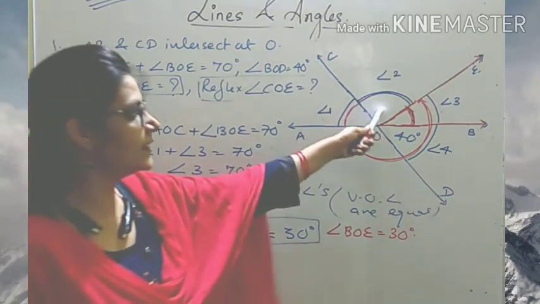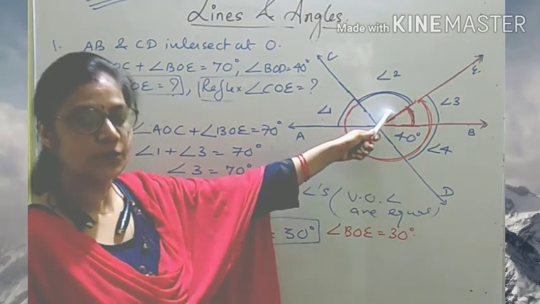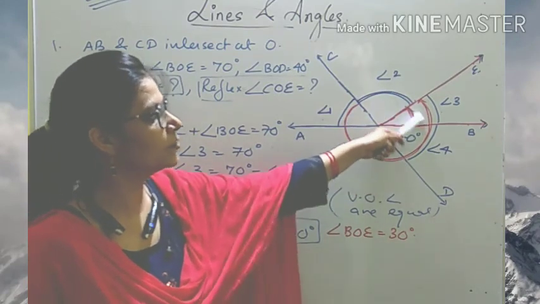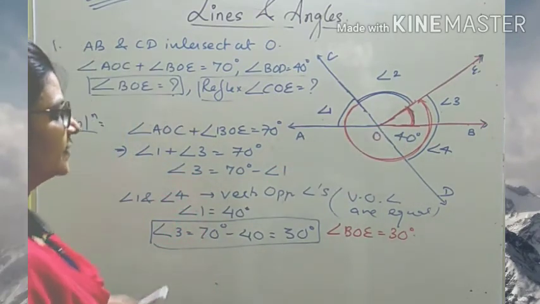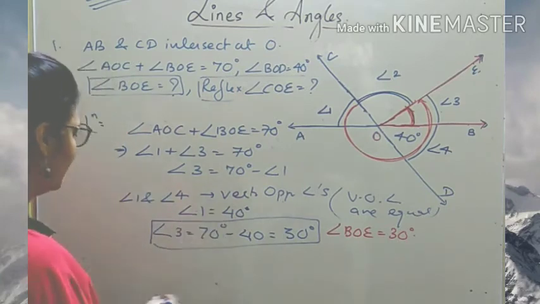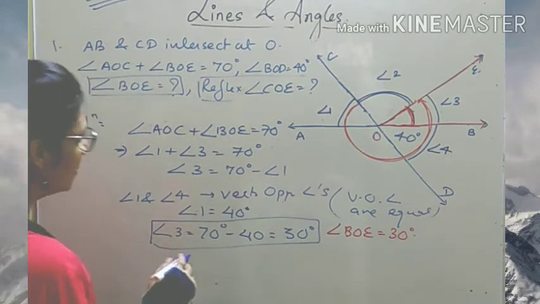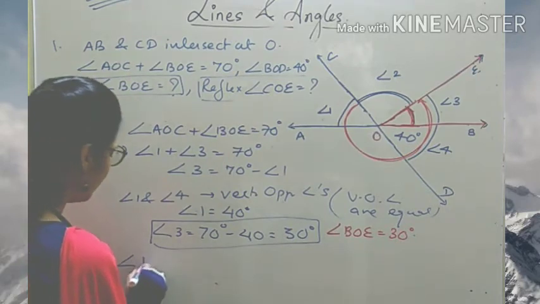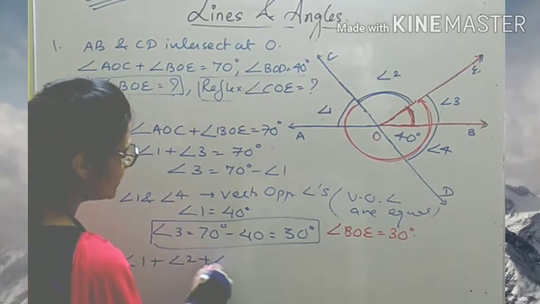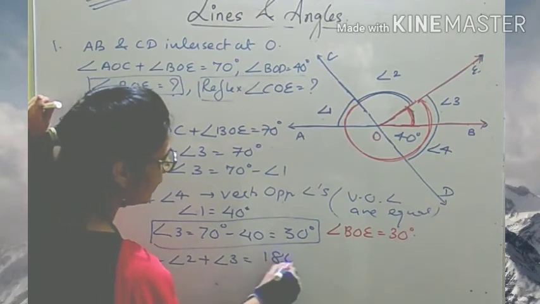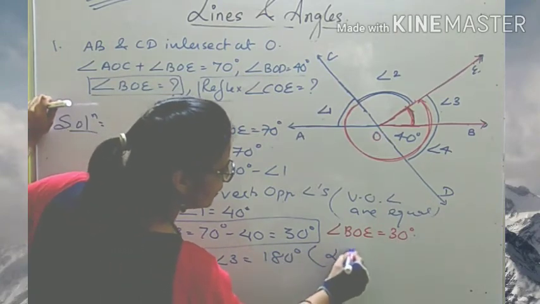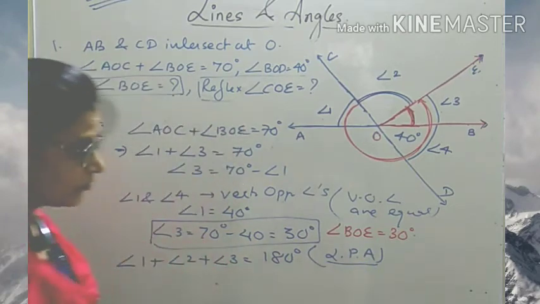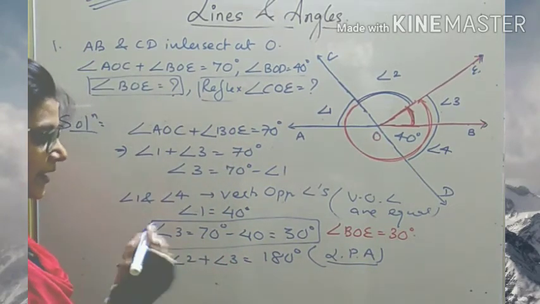Now what we have to find? Reflex angle. To find this angle, इस angle 2 को लाने के लिए हम क्या लेंगे? पूरे straight line को लेते हैं. Now angle 1 plus angle 2 plus angle 3, what they will make? They will make an angle of straight line है ना? तो 180 degree. So angle 1 plus angle 2 plus angle 3 is equal to 180 degree. How we are getting? By the linear pair axiom. I am writing the short form. You have to write the full linear pair axiom.